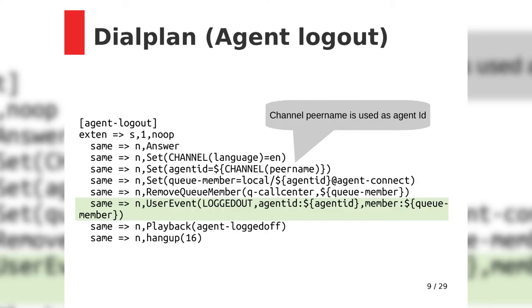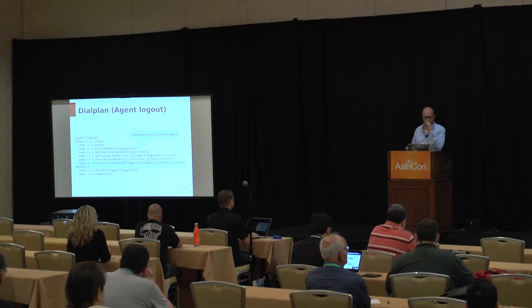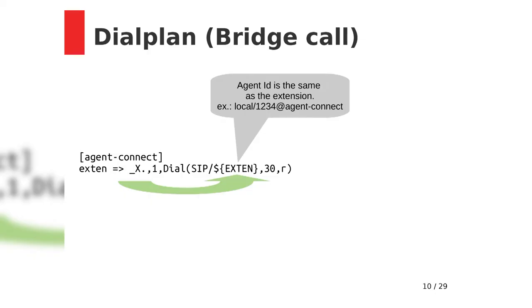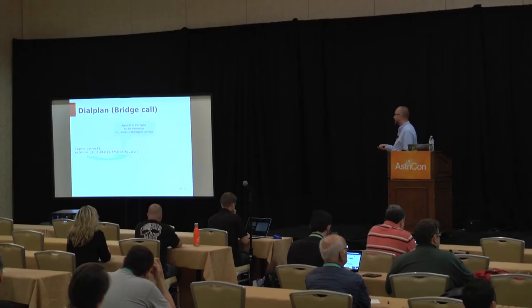And for the logout, it's basically the same, except we just do the remove queue member and then send a logged out event to our backend process. And then finally, when we do get an agent and a caller connected, since we used this ID, we automatically created a peer, so this extension that we get connected on is the agent ID, so we just call that directly.